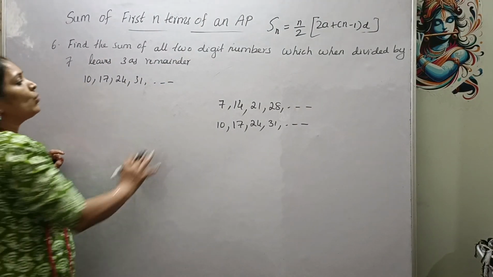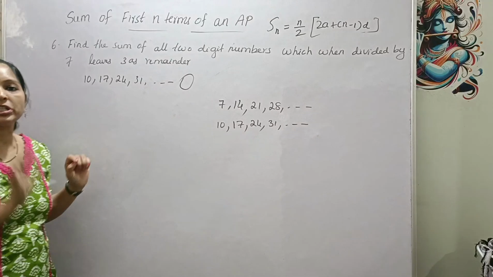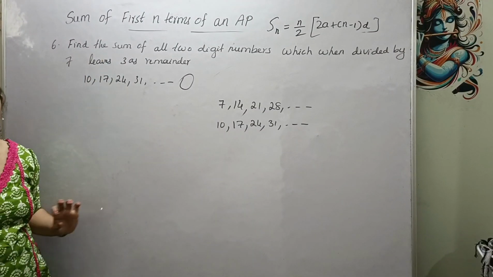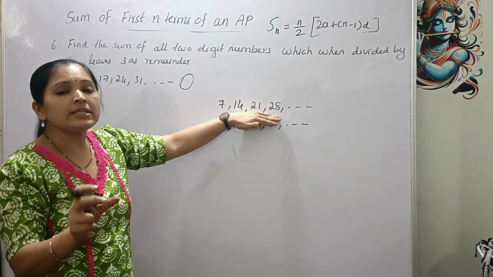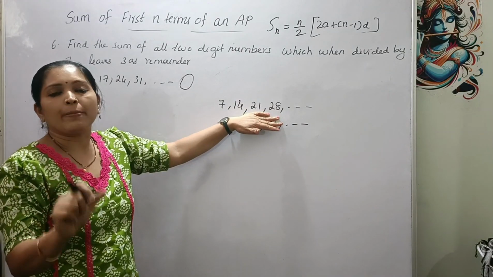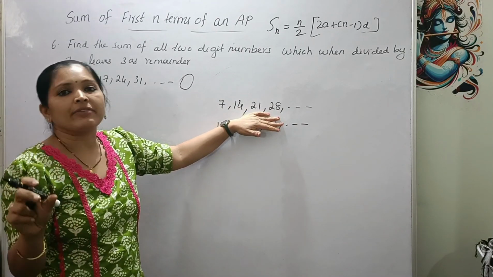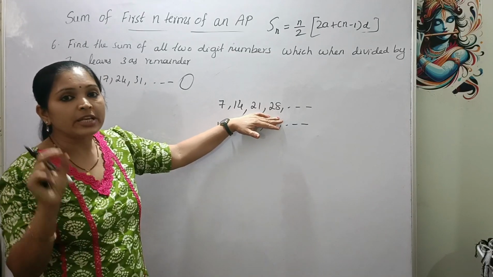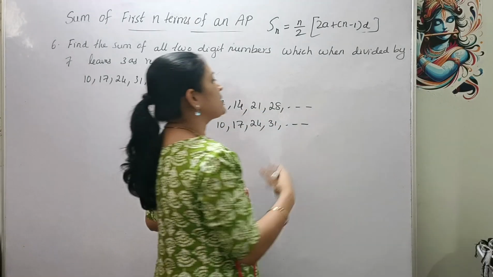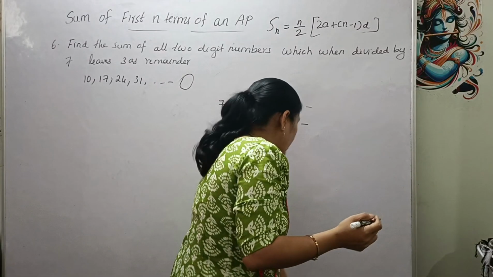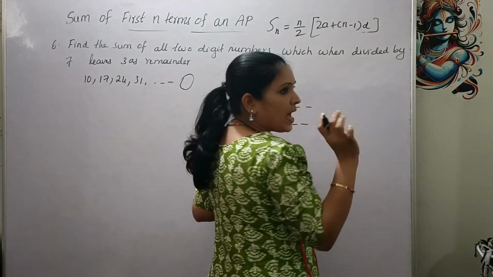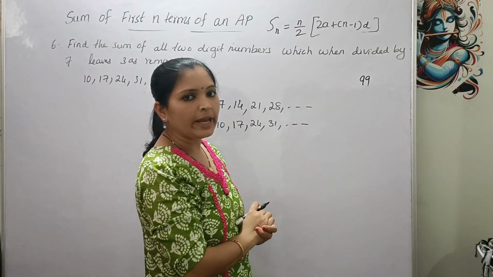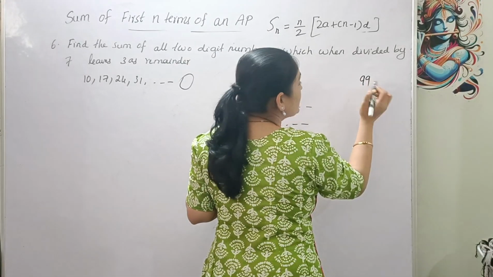So for that we have to find the last two-digit number which when divided by 7 leaves 3 as the remainder. Okay, for that let's find the last two-digit number which is divisible by 7. What is the number? See, we know that the last two-digit natural number is 99.